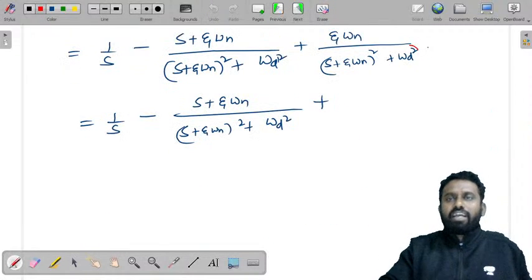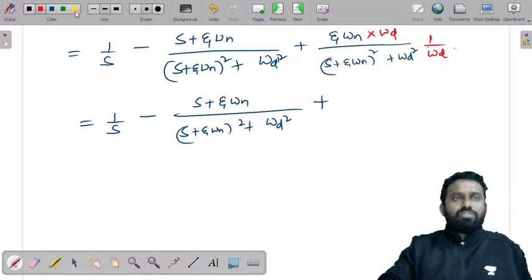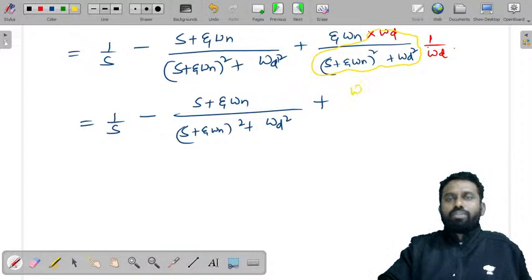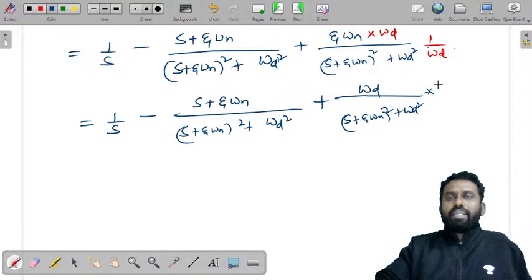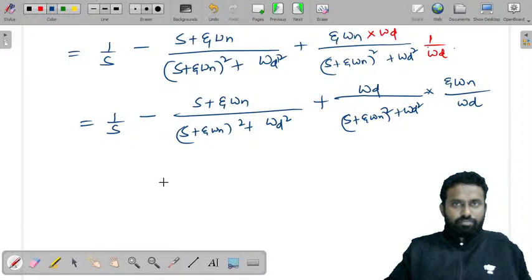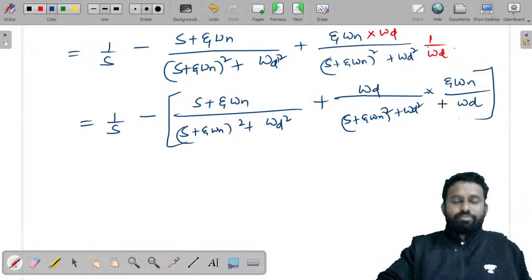If you look at this, we have omega d square. Do we have omega d here? No. So I want to multiply and divide by omega d. Now if you only consider this term, first write it as omega d by (s plus zeta omega n) whole square plus omega d square, into zeta omega n by omega d. You have a bracket here.